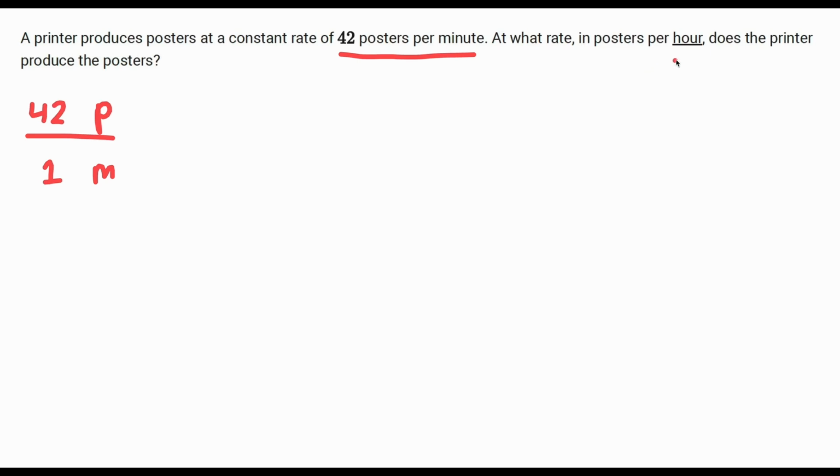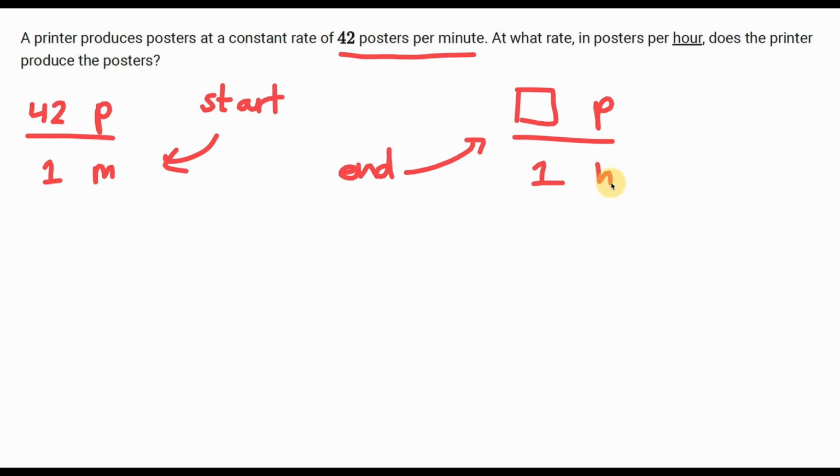Now we're trying to get it to posters per hour. So basically what we're doing is this is our starting point in 42 posters per minute. And where we're trying to end up is in some amount of posters, but now per 1 hour instead of 1 minute. All right, so how do we get here? Well, the most important thing is that we have to remember to maintain the value of this, because it's still going to be the same rate value-wise. The printer is not going to start creating the posters quicker or slower, so it needs to be the same value. All we're doing is changing the units.